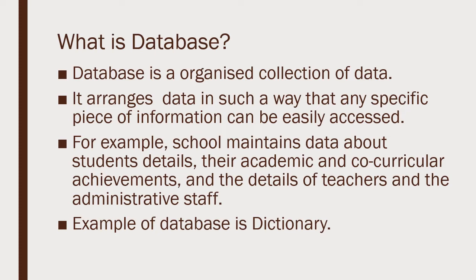Why do we need this database? Database stores all the information in a very specific manner so that when we need the data, we will get it easily. Like in a dictionary, all the words are arranged in alphabetical order. So when we need to find out the meaning of any word, we directly jump to that particular word and we will get it. If the words are not arranged in alphabetical order, there will be a problem finding them.